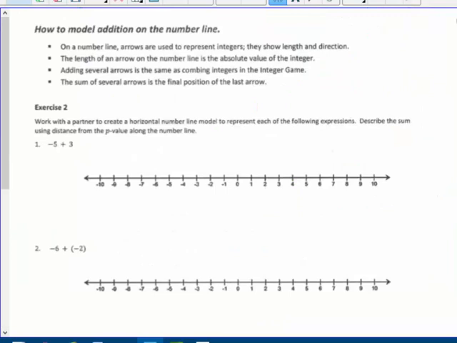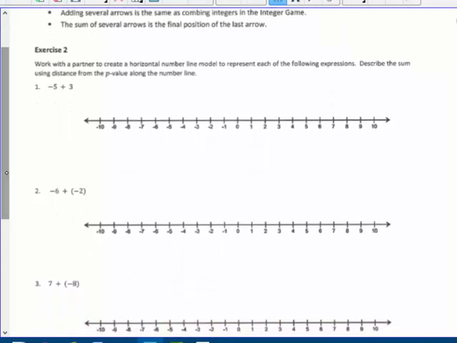How to model addition on the number line. On a number line, arrows are used to represent the integers. We know that, so I'm just going to skip down to the exercise here. And I'm going to show what is -5 plus 3. So -5 plus 3. We always start at 0. So I'm going to go to -5, plus 3. 1, 2, 3. And my answer ends here at -2.